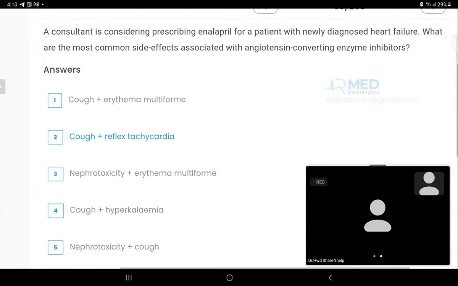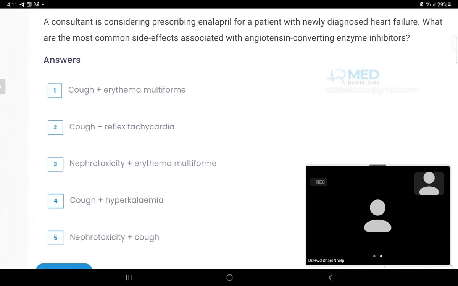Now you guys have 20 seconds to answer this because this is something I'm sure that you'd be able to answer. They're saying, what's the most common side effect of ACE inhibitors?